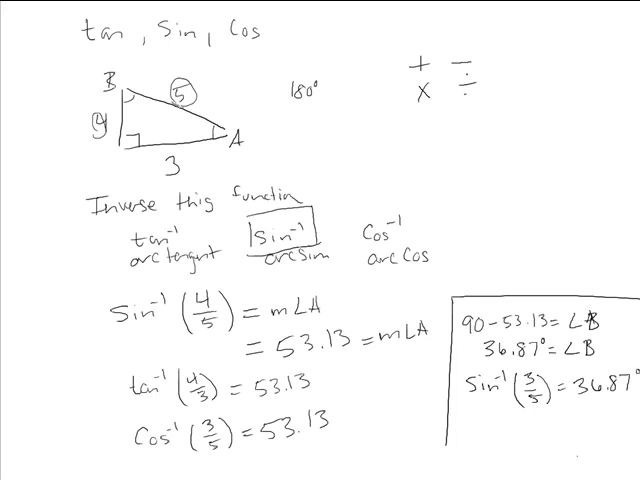And that would give us 36.87 degrees. So whether you're using the fact that they're complementary angles, which means they add up to 90 degrees, or that you are using the inverse trig functions, you will still get the same angle. So you can do it either way. Once you have one angle, you can find the other one, your choice of ways.